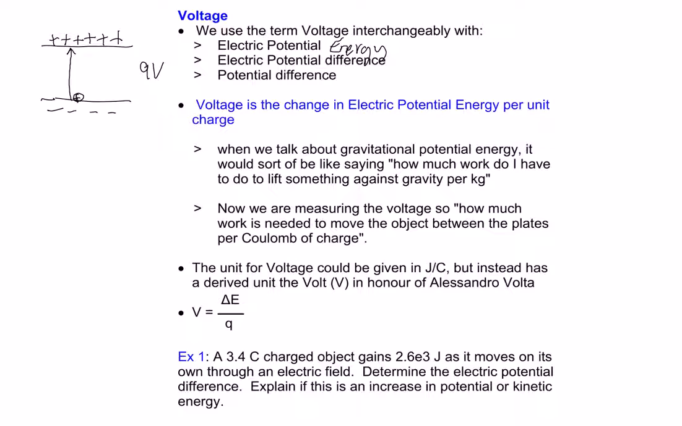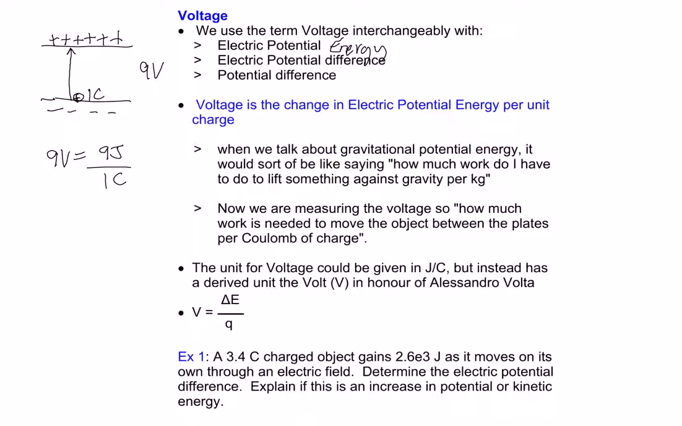Voltage is the change in potential energy per unit charge. I just said it would take 9 volts of energy. Well, energy is joules. But if this is a 9 volt gap and we have a 1 coulomb charge, we would say 9 volts is equal to 9 joules of energy per that 1 coulomb. So voltage is joules per coulomb, that's our unit.